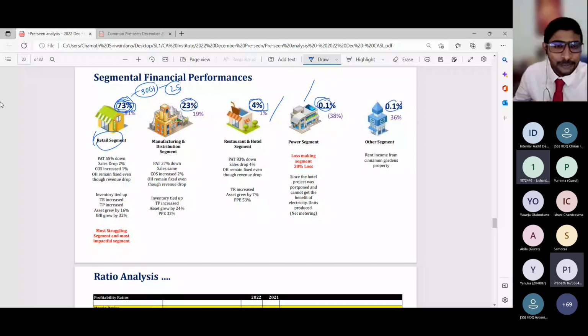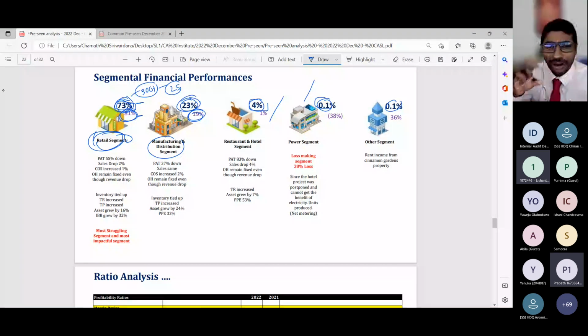And when it comes to profitability, the retail segment contributes 81% of the profitability, but the manufacturing segment only contributes 19%. So what can you judge based on this information? With 73% of the revenue, the retail segment is earning 81% of the profit. It means the retail segment is more profitable than the manufacturing and distribution segment, because even though manufacturing has 23% revenue contribution, its profit contribution is only 19%. That is why I'm saying the retail segment is the most impactful segment in this particular business.